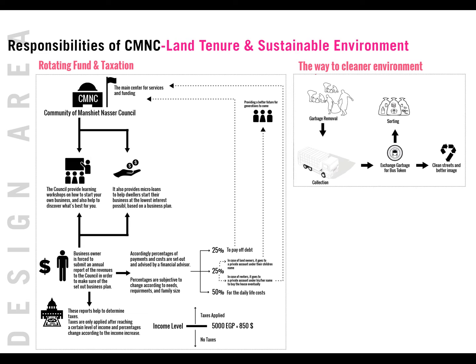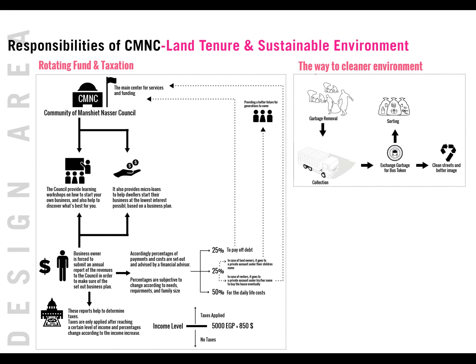I have hypothetically set out an equivalent amount of $1,000 as monthly income to be a benchmark for tax application. According to these reports, percentages of payments are set out by a financial advisor, where 25% goes towards paying off the debt, another 25% in the case of landowners goes to a private account under the children's names, and in the case of tenants, it goes to a private account under his or her name to eventually buy the house or land. The rest of the 50% goes to his or her daily life costs. These percentages are subject to change according to needs, requirements, and family size.